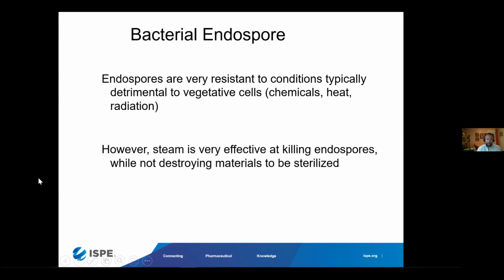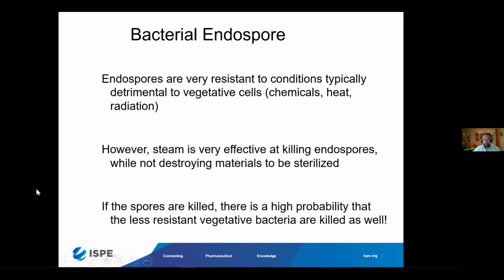However, since 1879, the invention of the autoclave, we've learned a lot about how steam is efficient and effective at killing the endospores while not destroying the materials to be sterilized. And we'll talk quite a bit about that method of sterilization using steam. And as I mentioned, this is the fundamental statement about validation and using biological indicators.